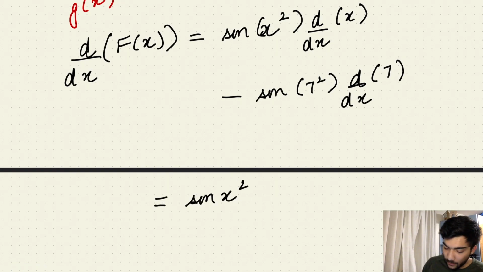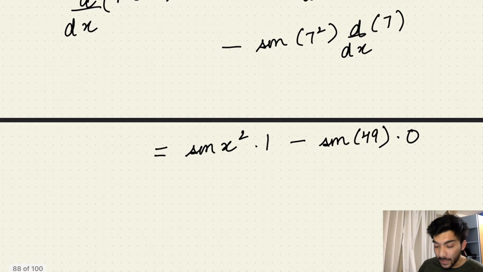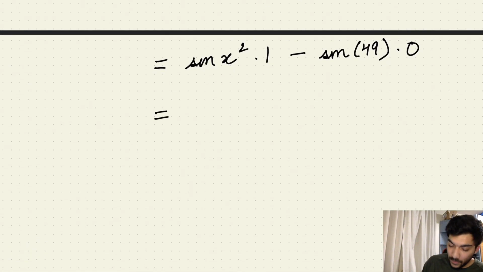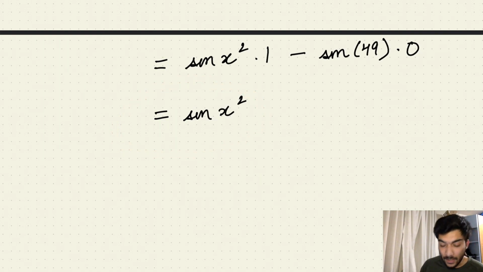So sine x square would remain sine x square. D by dx of x will become 1, right? Because I'm taking the derivative of x, so it would be 1. And now sine of 7 square would become sine of 49. D by dx of 7, since 7 is a constant, would become 0, right? Because the derivative of a constant is 0. And now, further simplifying it down, it would become sine x square, and this component will indeed be 0. So sine x square minus 0 is sine x square.